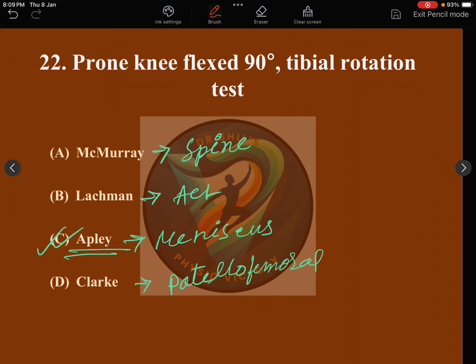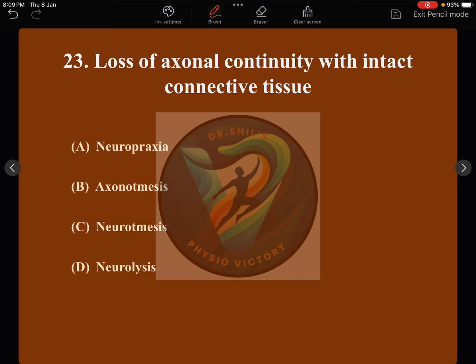Next, come to question number 23. Loss of axonal continuity with intact connective tissue. Option A neuropraxia, option B axonotmesis, option C neurotmesis, option D neurolysis. Here the correct answer is option B, axonotmesis.